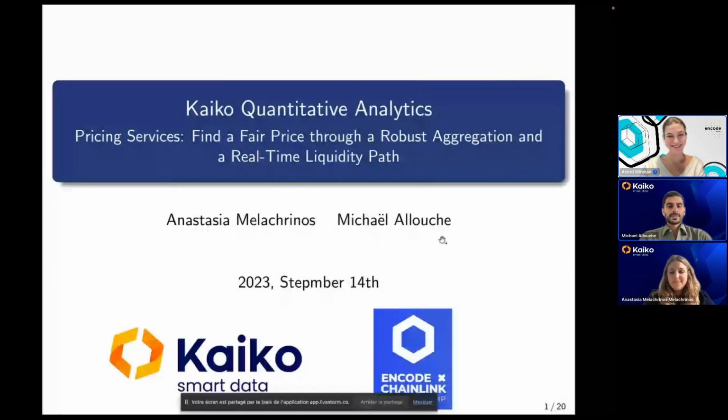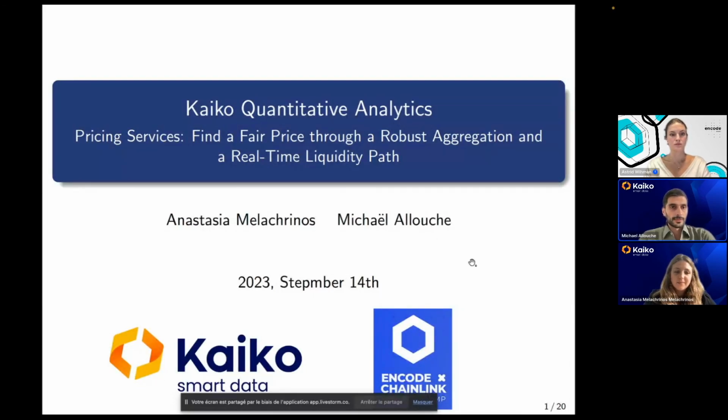Now I will present you our pricing services product, which is how to find a fair price through a robust aggregation and a real-time liquidity path. So this product is used in almost all our tools for pricing and valuation.